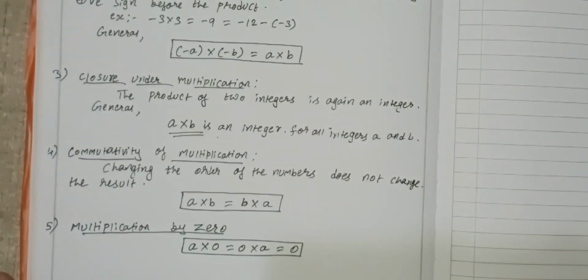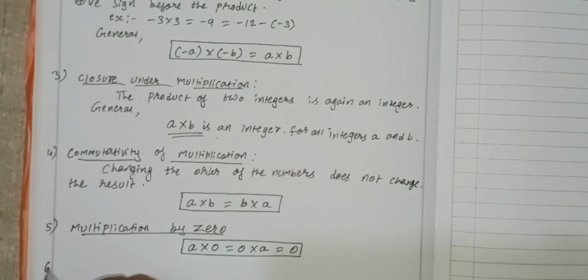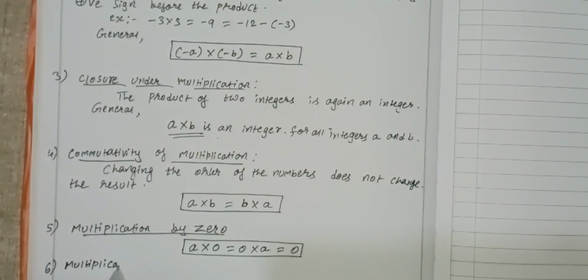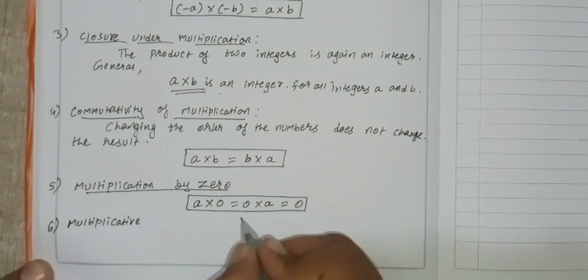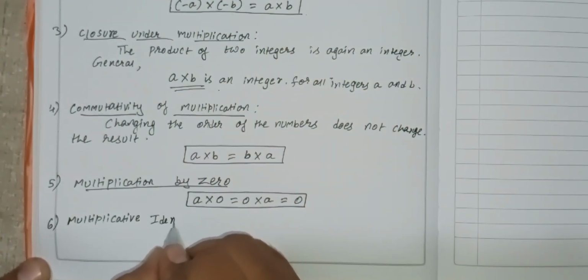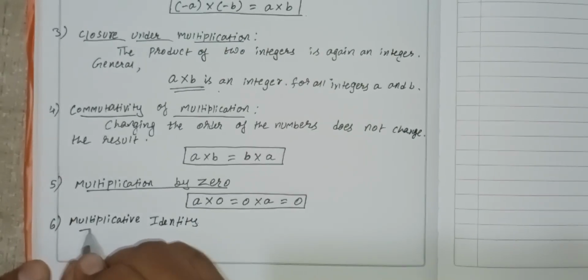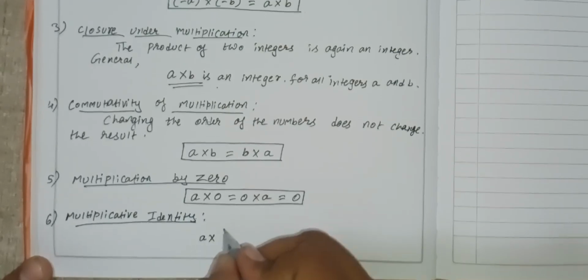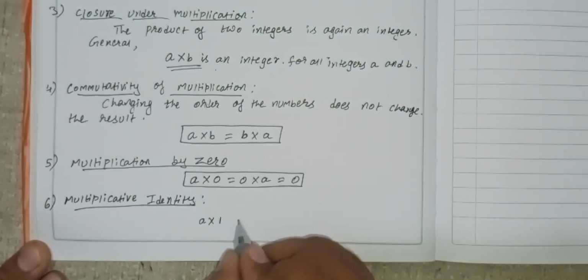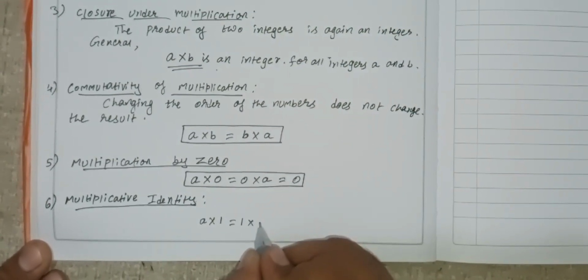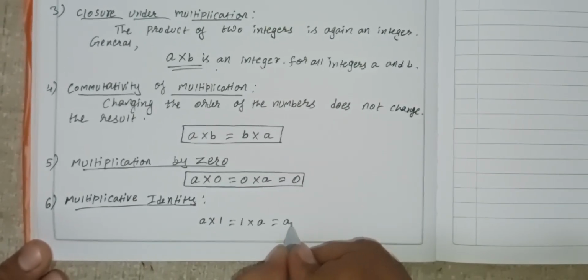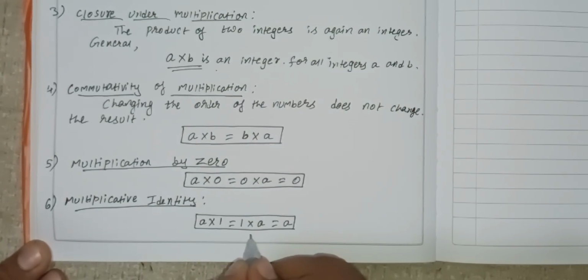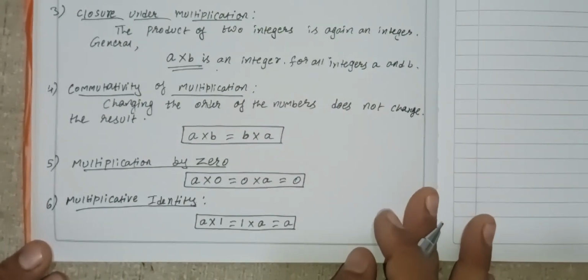Children, the next one, sixth, multiplicative identity. Here in the multiplicative identity, any integer which is multiplied by 1 remains the same value. That is a into 1 is equal to 1 into a, which is equal to a.